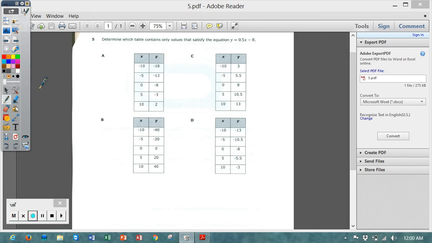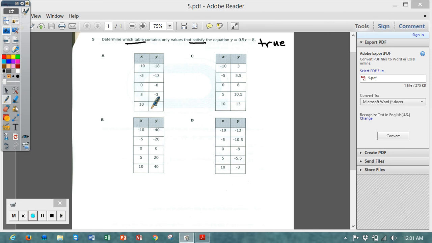Number 5, determine which table contains only values that satisfy, in other words, x's and y numbers that make it true, where y equals half of x minus 8. And so I'm looking at these tables. All of the x's have the same numbers: -10, -5, 0, 5, and 10. And I think that it would be nice if we could plug in some numbers, and let's choose a number to plug in that's an easy number to calculate. Let's use 10.